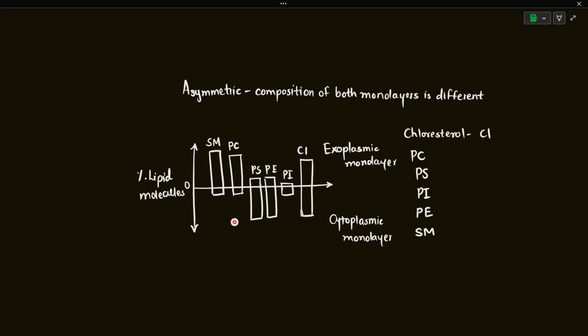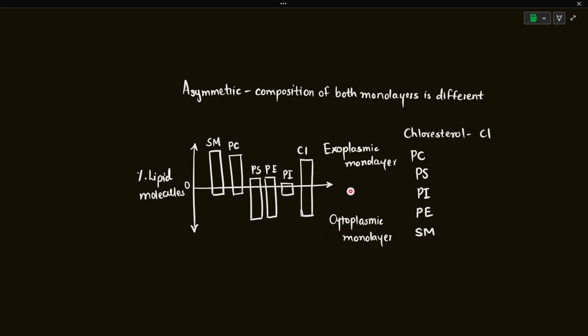So unlike phosphatidylserine, phosphatidylinositol concentrations would be, let's say, 45% exoplasmic and 55% cytoplasmic. So the gap is quite low, unlike other lipid molecules. But if someone asks this, phosphatidylinositol is higher in concentration on the cytoplasmic monolayer.